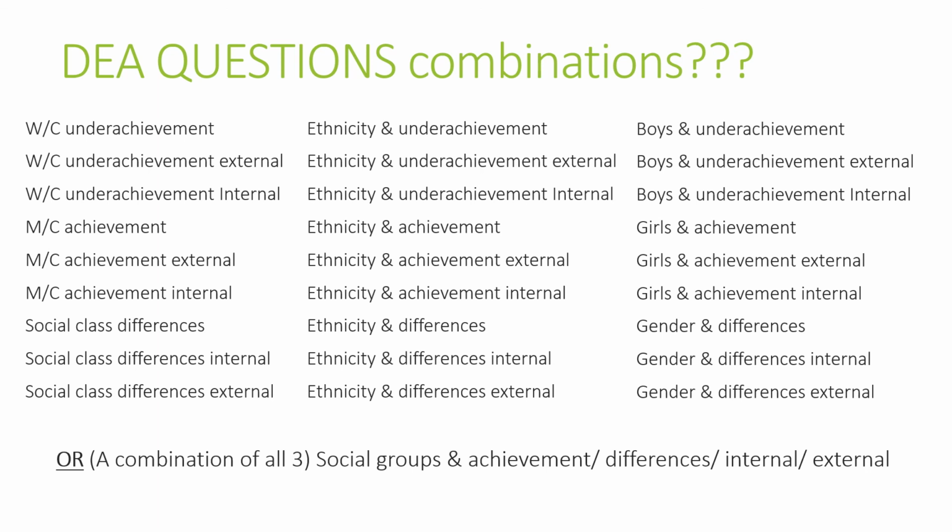Or, if that's not enough, you can get those really annoying questions where it's social groups and achievement difference, internal, where it's not just what's the difference between each social group, but you've got to cover class, ethnicity, and gender in one 30-mark essay. So I know it's a lot there, it gives you so much to write, but it can be tricky in the sense it's giving you too much to write.